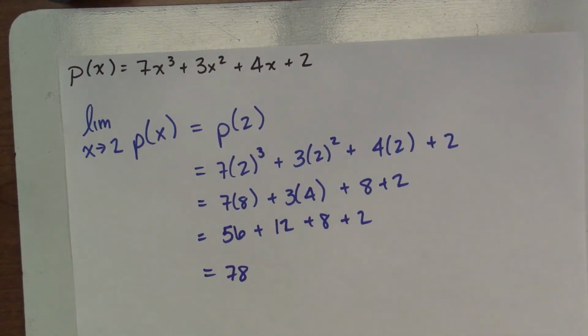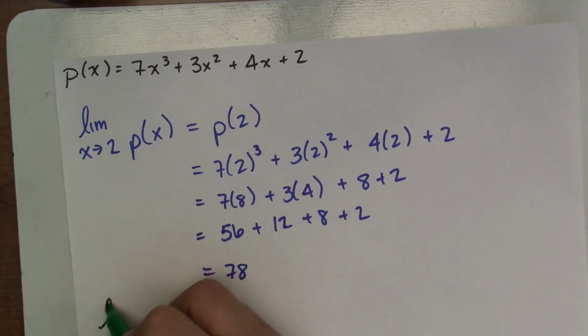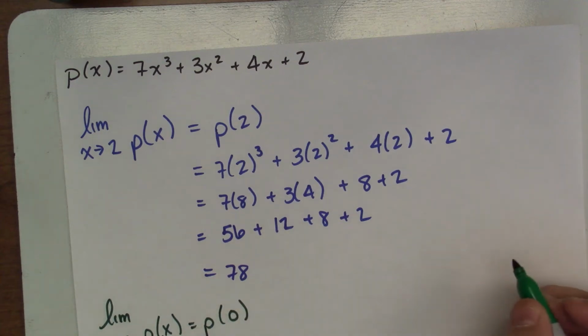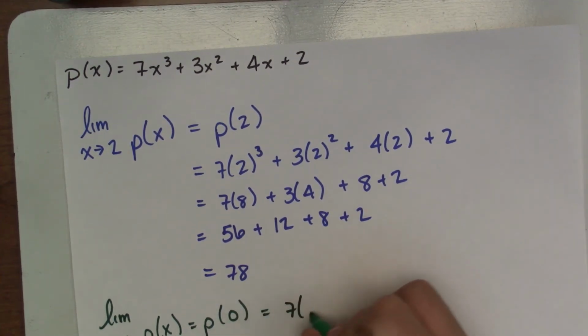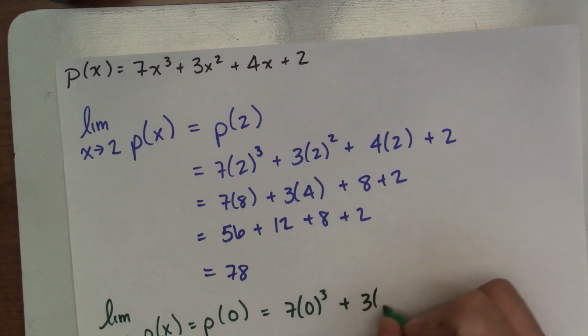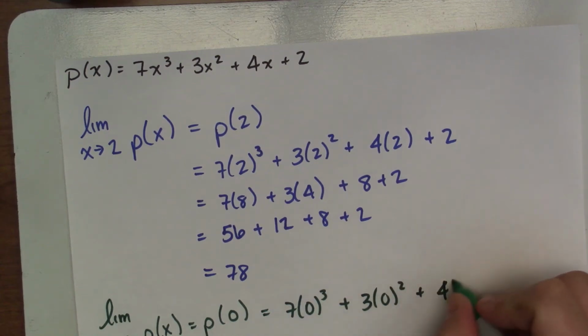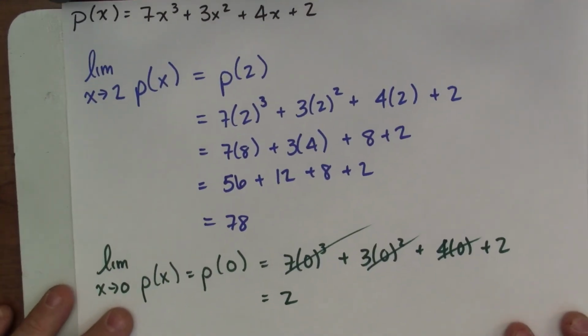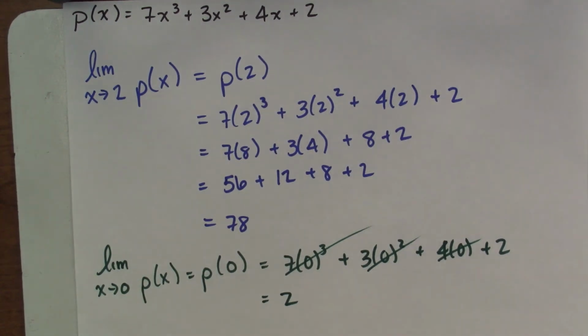If I wanted to do another one, I could say the limit as x goes to 0 of p of x. Well, that's just p of 0, which is 7 times 0 cubed, 3 times 0 squared, plus 4 times 0, plus 2. Well, 0, 0, 0, 2. This procedure, this theorem, gives us a lot of power because it's just plug in the number and go.